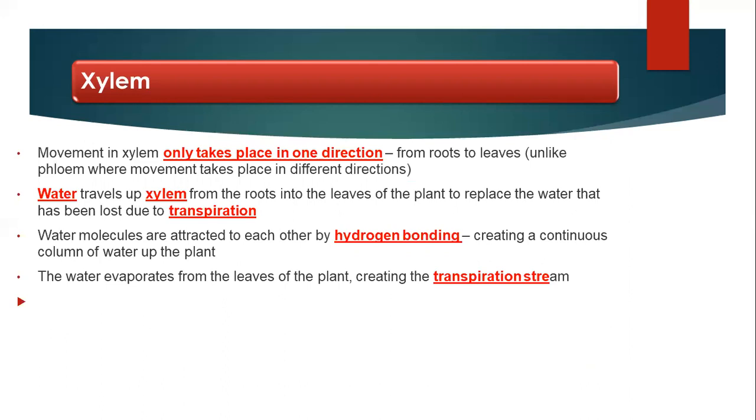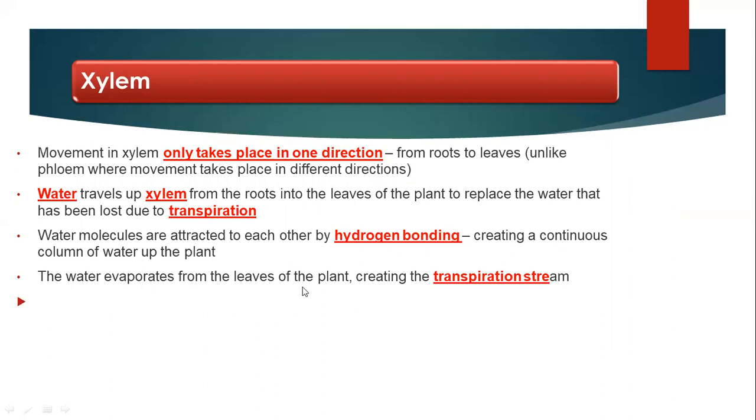So in order to replace the loss of water and maintain the water stream inside the xylem, the water has to be absorbed from the root and travel along the xylem to replace this water loss by transpiration in leaves. Water molecules are attached. Why is the water making a continuous column? Because the water molecules are attached together by what we call a hydrogen bond in chemistry. So they make a continuous column of water up the plant.